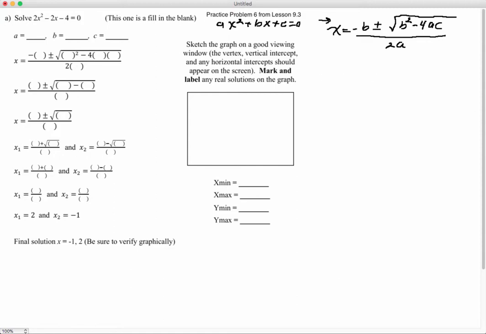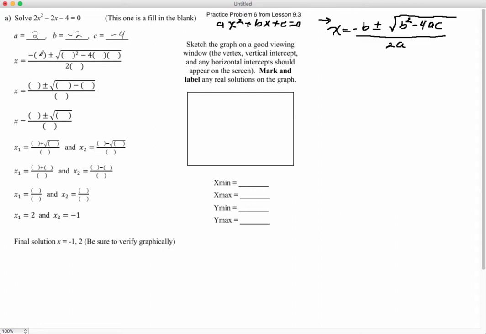They give us this one where they ask us to fill in the blanks, kind of hold our hand through it a little bit. The first thing they want us to do is identify a, b, and c in the given quadratic, 2x squared minus 2x minus 4 is equal to 0. So a is equal to 2, b is equal to negative 2, and c is equal to negative 4.